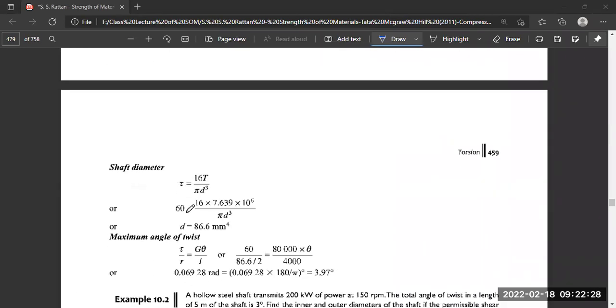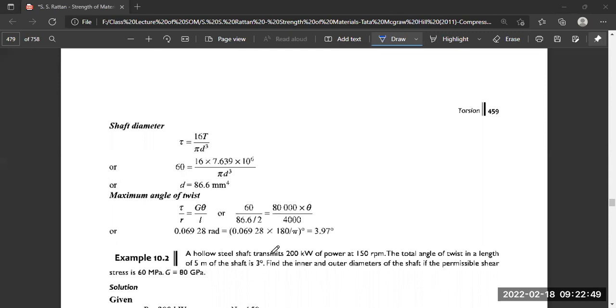So I put it here 60, and torque T, which I have calculated by increasing it by 20%, is 7.639 × 10^6 divided by pi d cube, where d is our shaft diameter, which is unknown to us. So after solving this problem, we are getting the diameter 86.6 millimeter. Next, we are supposed to calculate what can be the maximum angular twist. This is the maximum diameter. So this is the maximum torque T, maximum allowable shear stress.